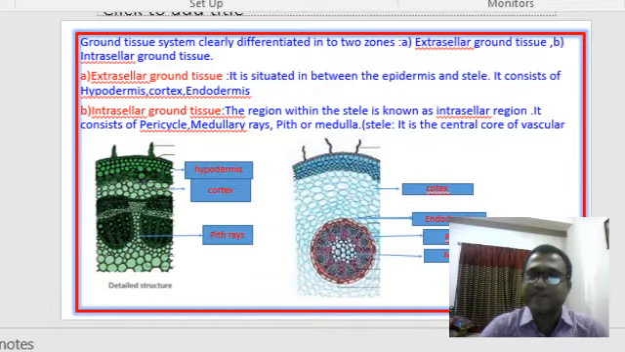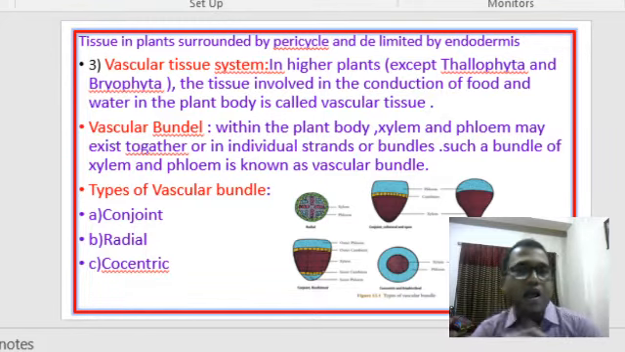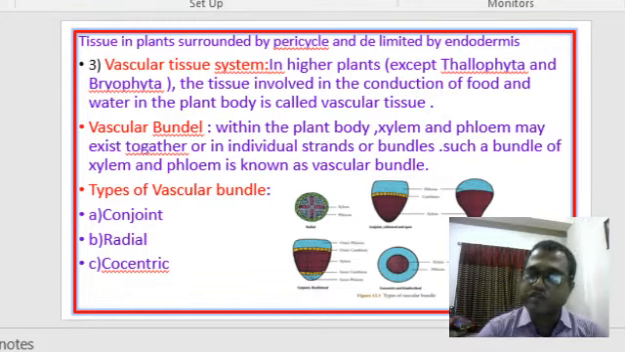What is stele? It is the central core of vascular tissue in the plant, surrounded by pericycle and delimited by endodermis. That means it is limited by endodermis. In between the pericycle, the region except the vascular bundle, that means xylem and phloem, this region is totally known as stele.